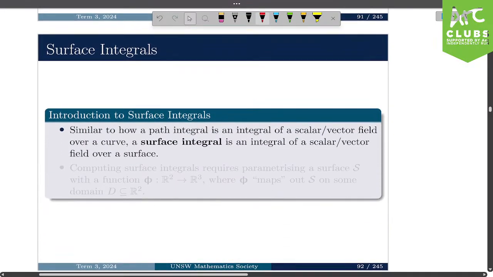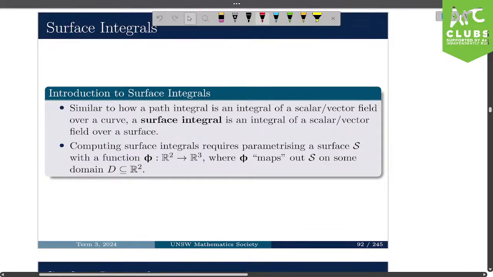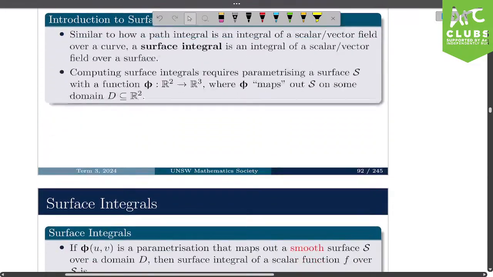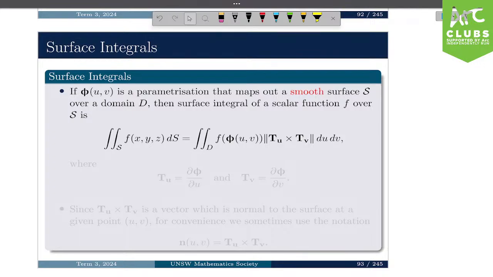So how do we compute surface integrals? How can we throw all of this in to work out how to do surface integrals? Computing a surface integral requires parametrizing the surface. That's the first step. We need to find a suitable phi that maps out S on some domain. Once we've found this phi, if it maps out a smooth surface, you don't have to worry so much about what it means for a surface to be smooth. If you're curious, that just means that all of the component functions in your parametrization are infinitely differentiable, so they're all C infinity functions, if you want the fancy terminology.